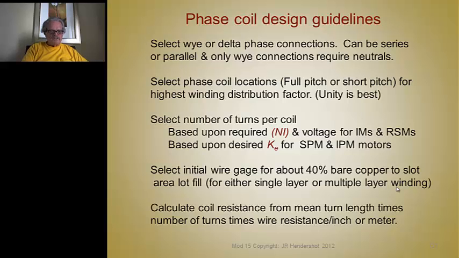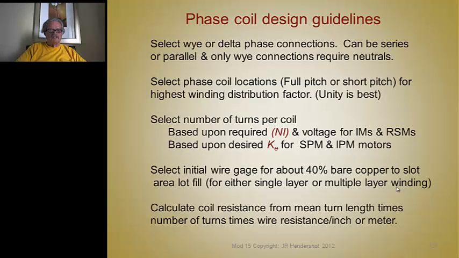So whichever one of these wye or delta connections you pick, and slot and pole numbers, you've got to select where the coil locations are, whether they're full pitch or short pitch, so that you get the highest winding distribution factor. And then you select the number of turns based on the required ampere turns and voltage for induction machines and reluctance synchronous, and based upon the voltage constant required for surface mount and internal permanent magnet machines.